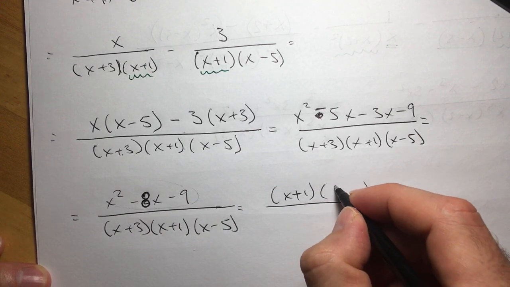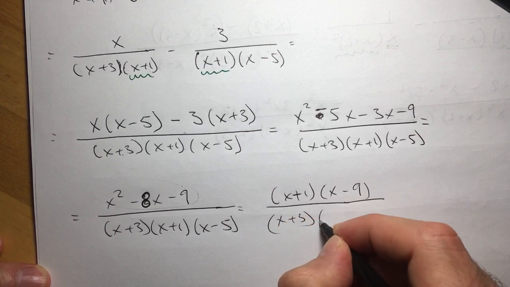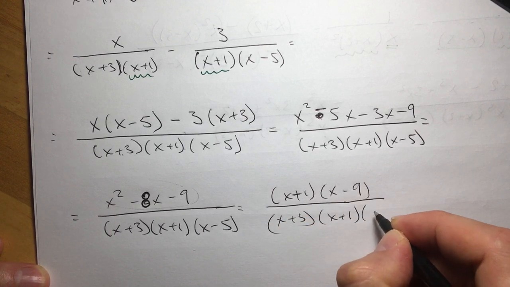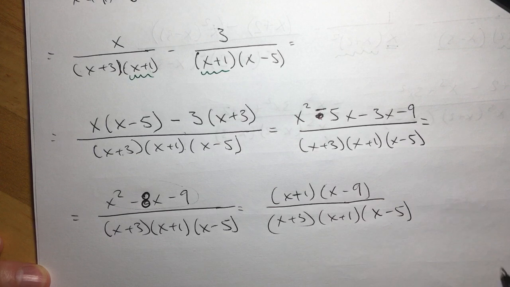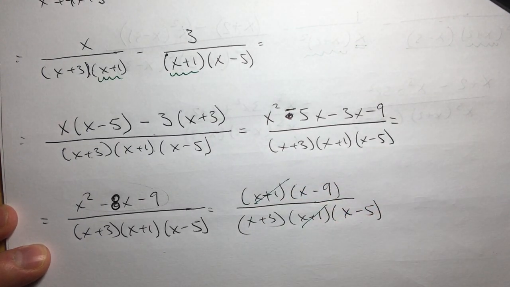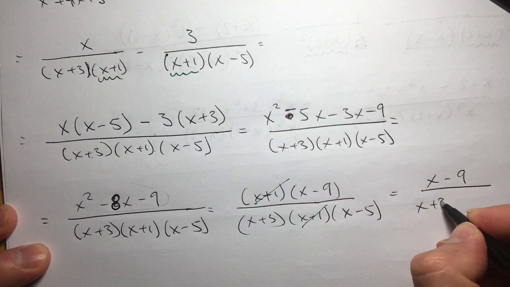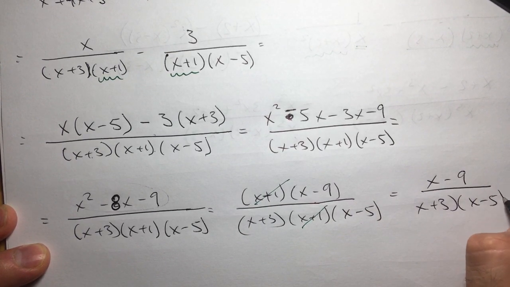Finish factoring: x minus 9, and here we have x plus 3 times x plus 1 times x minus 5. Cancel x plus 1, and we get x minus 9 over x plus 3 times x minus 5.